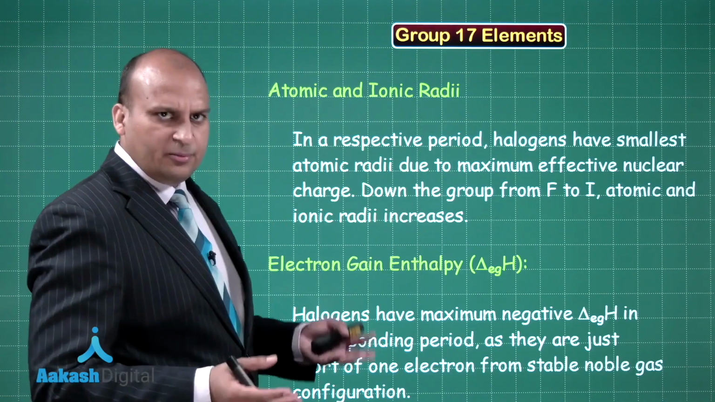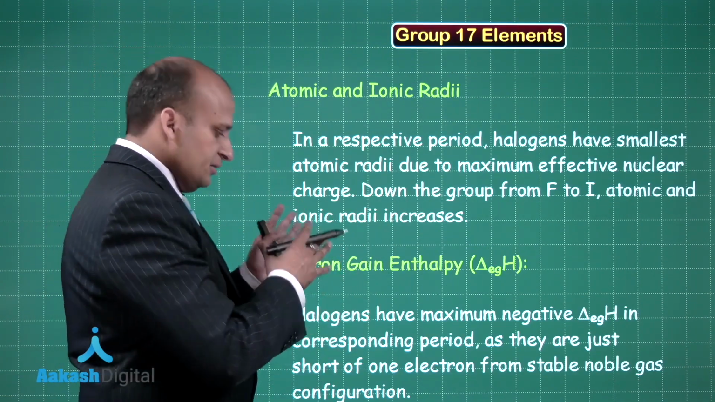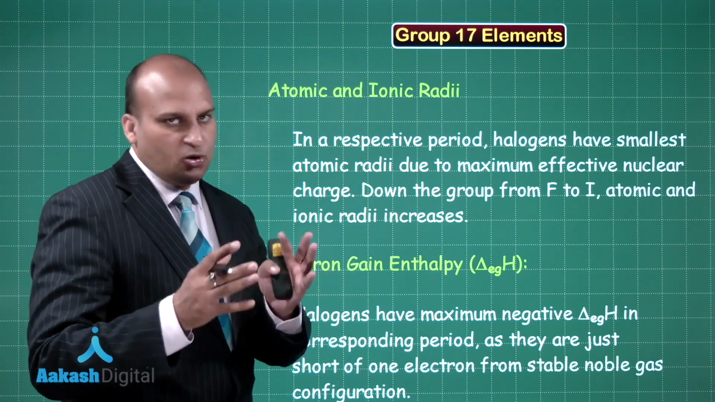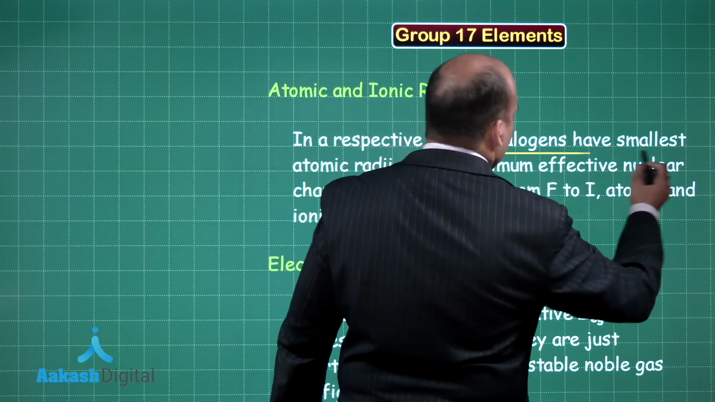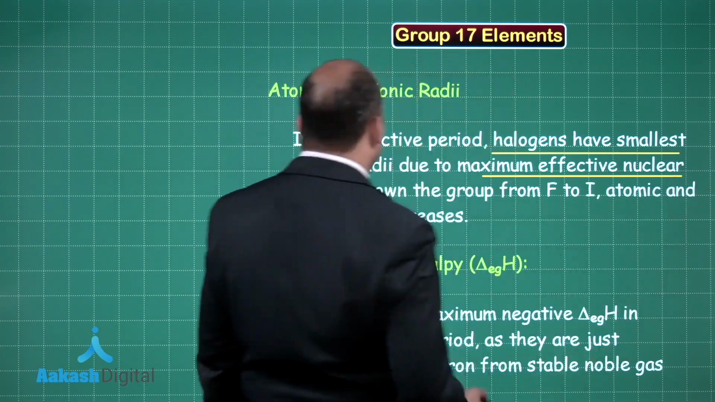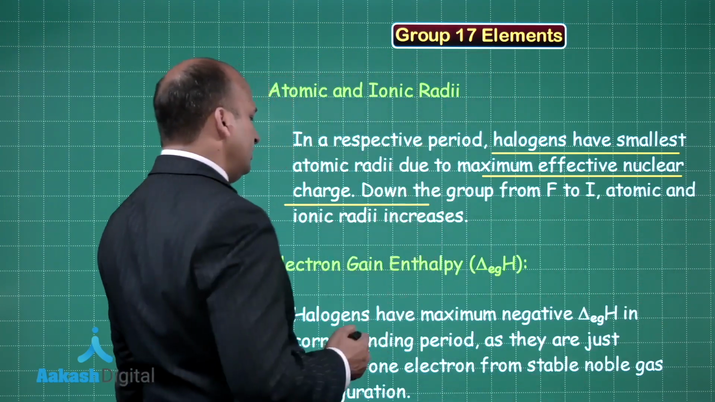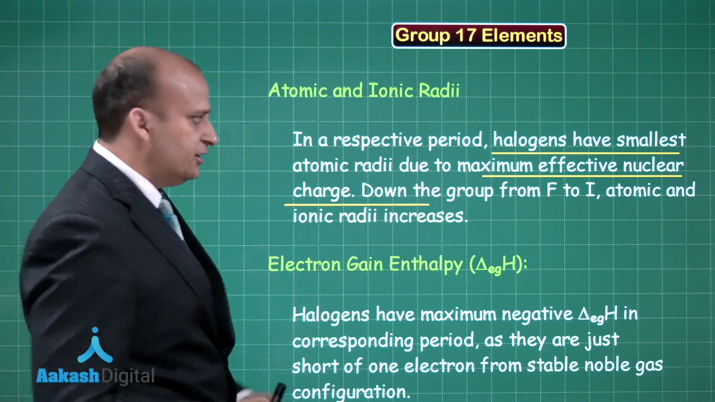Other properties like atomic and ionic radii basically increase down the group, and their radii is smallest in a respective period, right. And why is their radii smallest? Because of the maximum effective nuclear charge, right. Down the group it is a general increase.